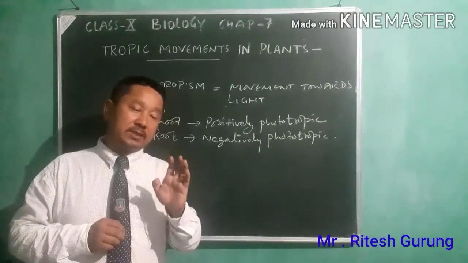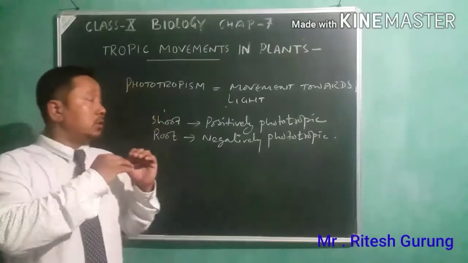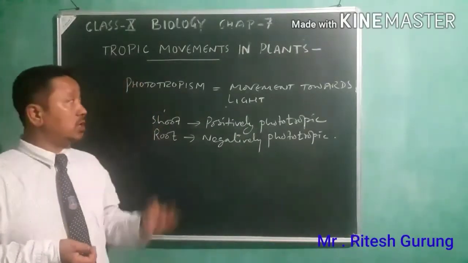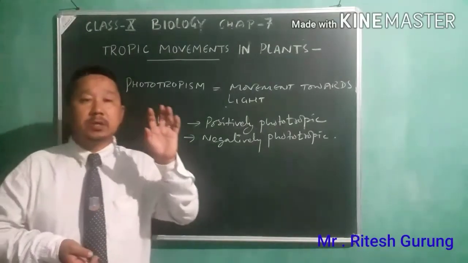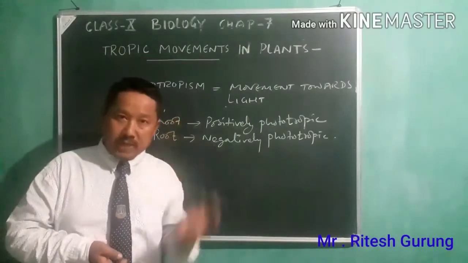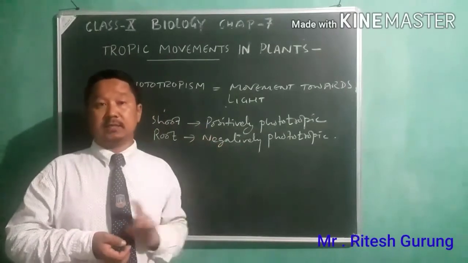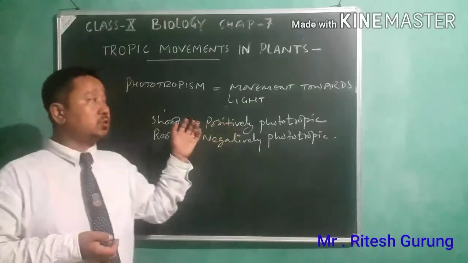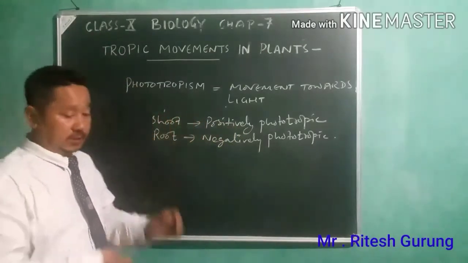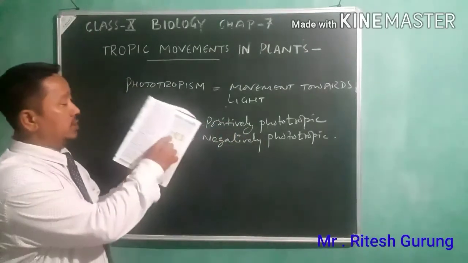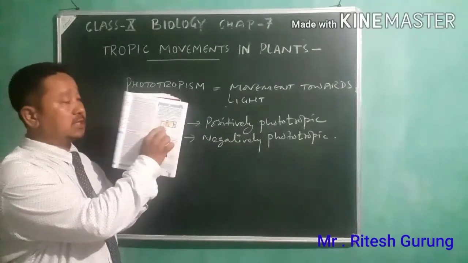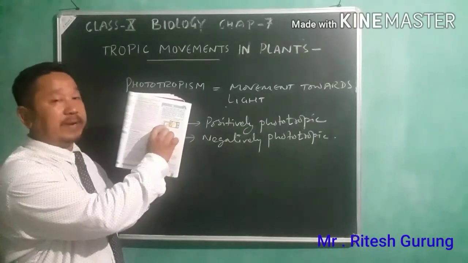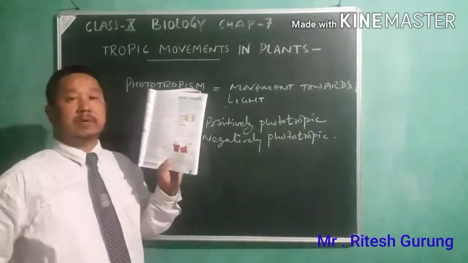Okay, so plants require the influence of auxins to show phototropism. That means your auxins, which means your plant hormones, which I talked about in the last session. So auxins help in the bending of a shoot. Here you see the shoot bending towards the source of light. So auxins play a very important role in bending the shoot towards the source of light.